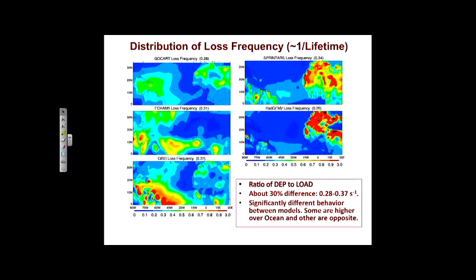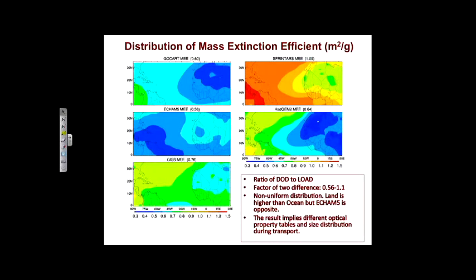And there is no constraint. We know from physical sense that over the source region there are more larger particles available, so the efficiency should be higher over the source region. But we don't have such observational data yet. So this just shows that, although you are happy with AOD, there could be other effects that you don't look at. And this is one of the unknown parameters.